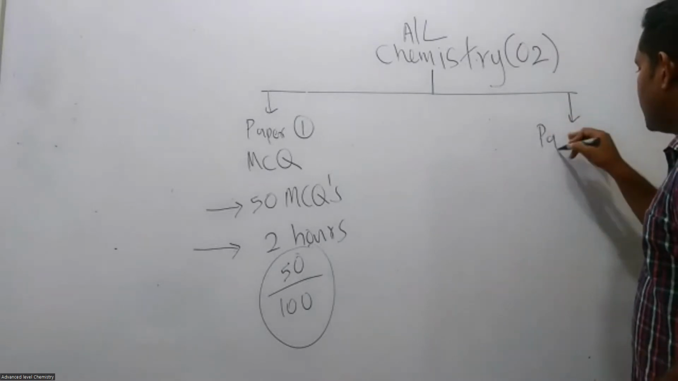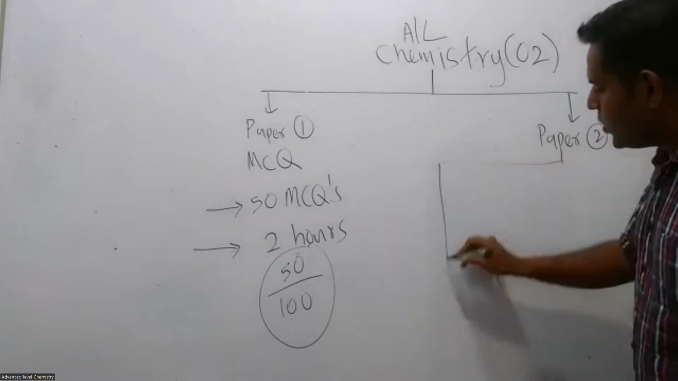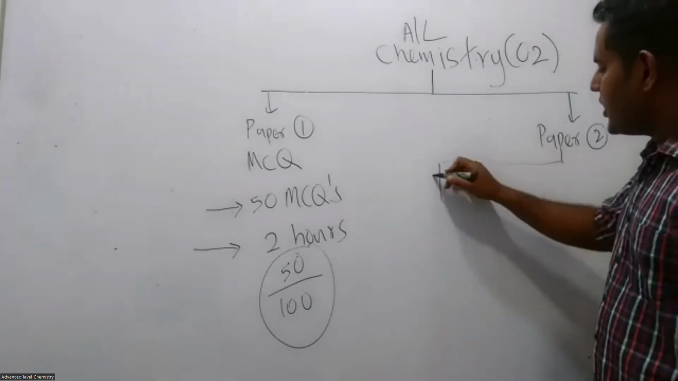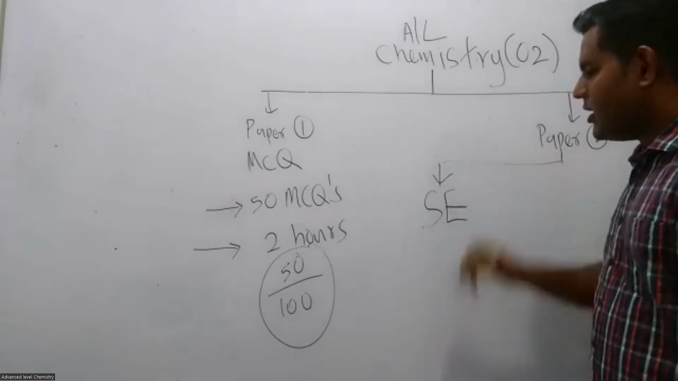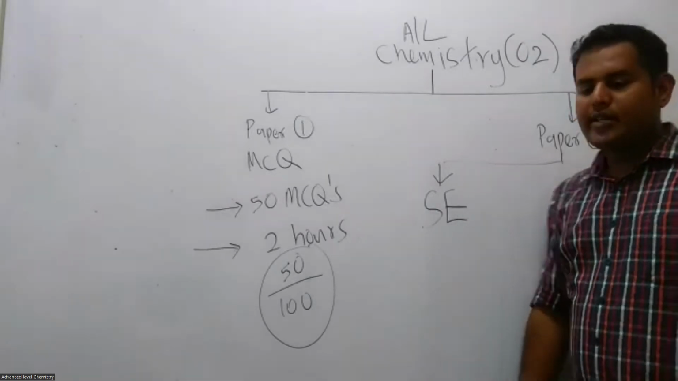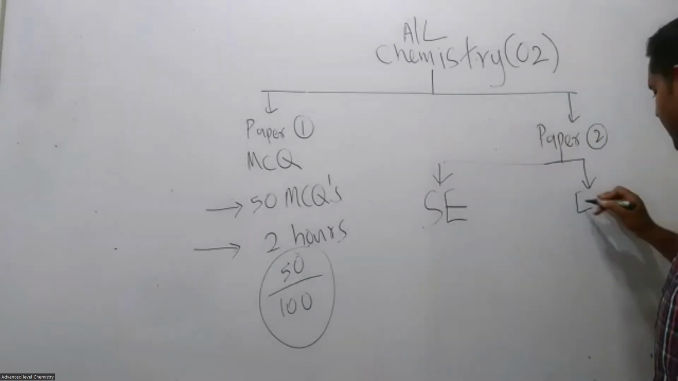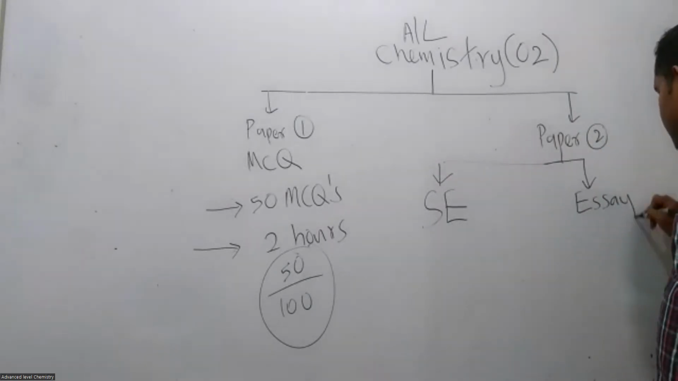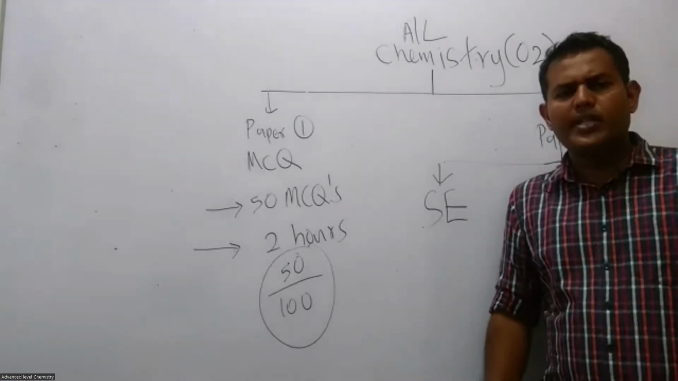Paper 2. When we consider paper 2, we can categorize it under 2 sections. Number 1, the SE. SE means structured essay. And then we can categorize essay like this. So how many structured essay questions do we get?